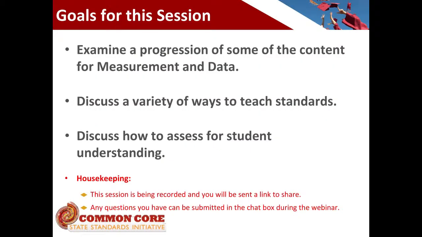All right, so today we are going to look at the content domain of measurement and data for this grade band. In the past, we have dealt with fractions and we've dealt with geometry, and so we'll finish by looking at this, and you'll see some connections with geometry in particular. We'll talk about some issues that you want to think about as you teach these standards, and then of course how to assess for student understanding.